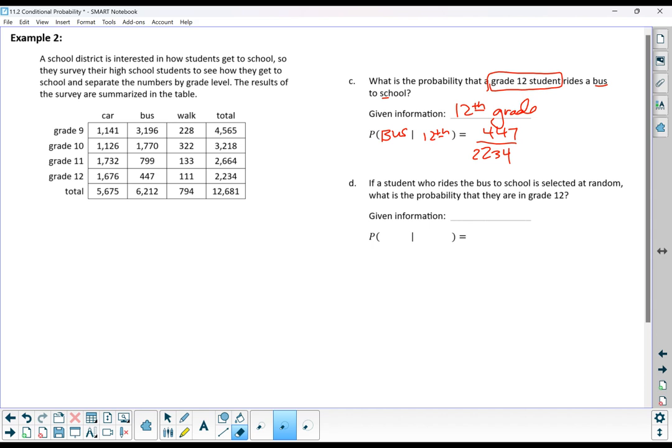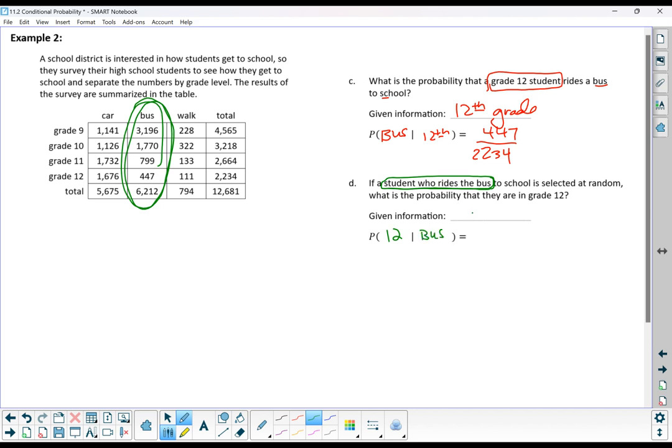If a student who rides the bus to school is selected at random, what is the probability that they are in grade 12? So our probability is that they're in grade 12. Our given information is that we are limited to thinking about the students who ride the bus to school. So it's going to be out of, that's our given, they ride the bus. It's going to be out of 6,212. And we need to think about how many of those students who ride the bus are 12th graders. Well, there are 447 12th graders who ride the bus to school.